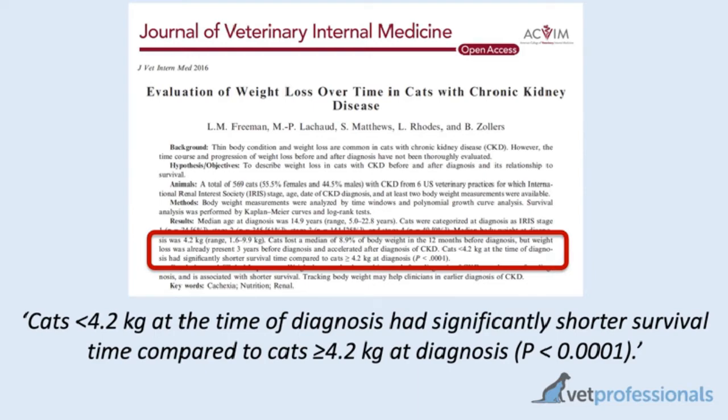But another finding from this paper was that the outcome was influenced by the cat's body weight at the time of diagnosis, in that cats that weighed less than 4.2 kilos at the time of their diagnosis had a significantly shorter survival time compared to the cats weighing 4.2 kilos or greater. And that perhaps tells us, it's maybe a little bit of a stretch, that early diagnosis when our cats are in better condition hopefully might result in a better outcome.